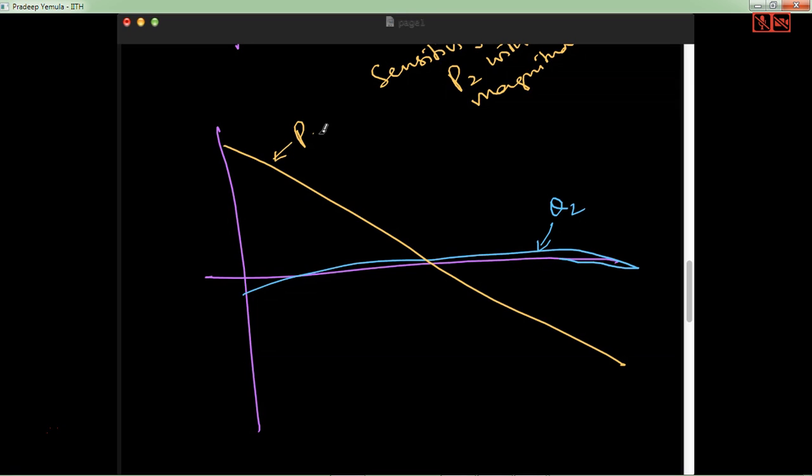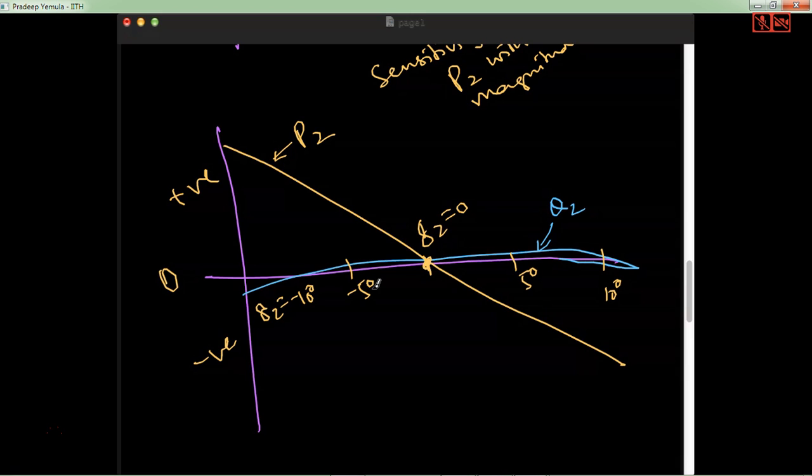And here delta 2 equals 0. At the time P and Q both are 0. So delta 2 is -10 degrees, and here -5 degrees, 5 degrees and 10 degrees. When the angle delta 2 is negative, power is received, and as the angle is reducing to -5, less power is received, and then as the angle becomes positive, the power is supplied by the secondary side. That's why P2 is becoming negative.